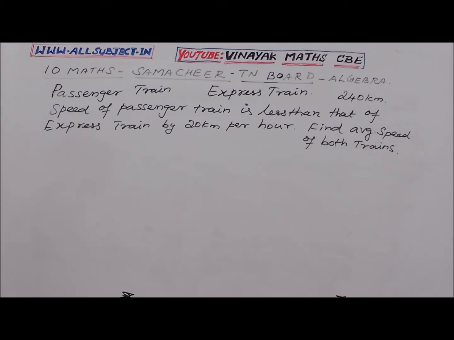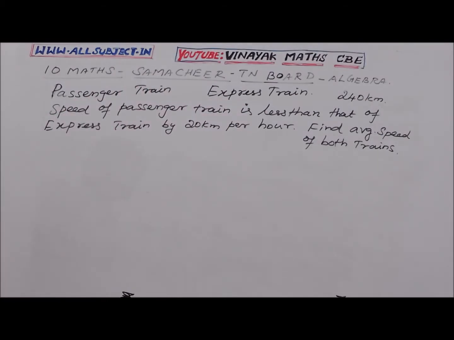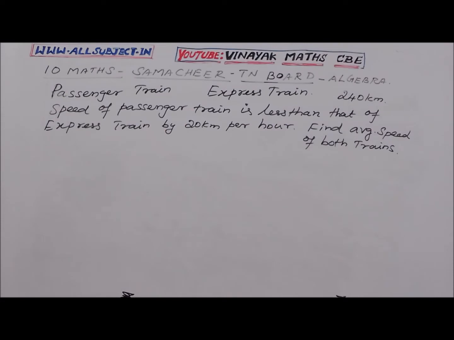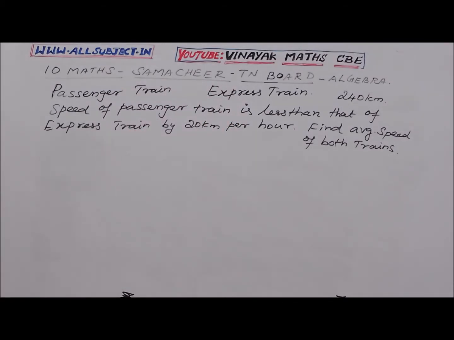There are two trains, a passenger train and an express train. Both travel a distance of 240 kilometers from Chennai to Viruthachalam. The passenger train takes 1 hour more than the express train.